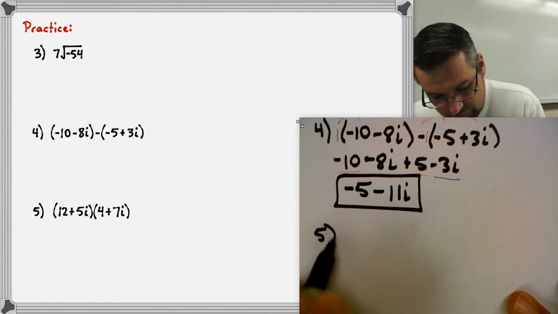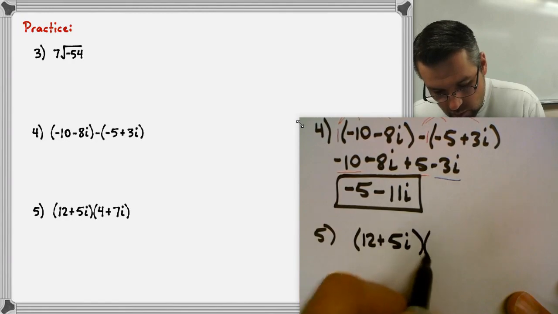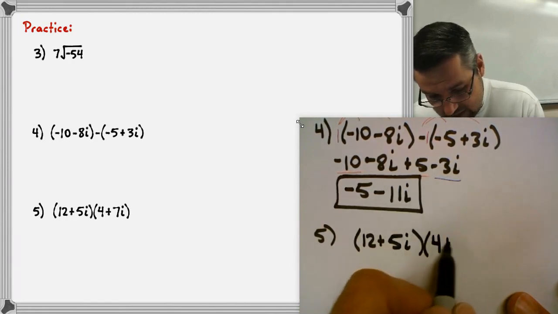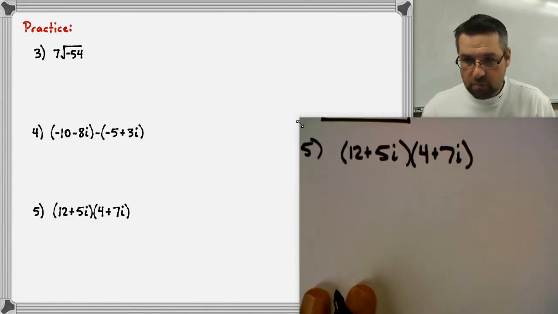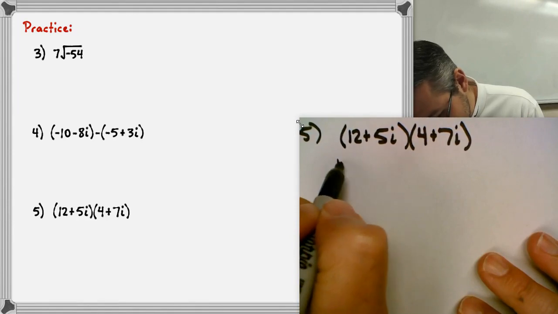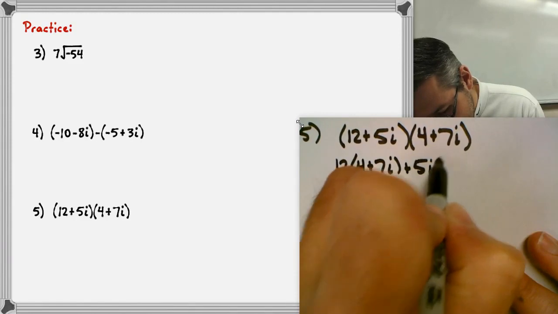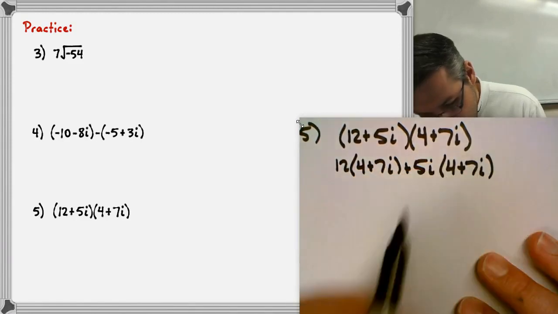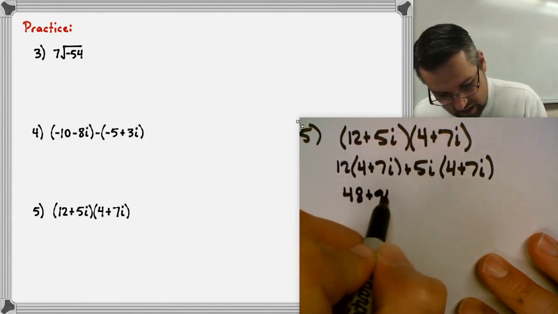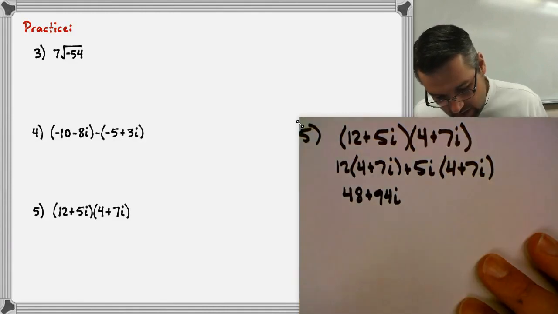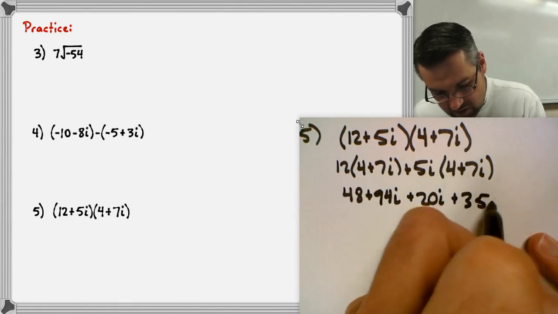For number 5, we're now multiplying these complex numbers, or we referred to them as binomials when there was x's instead of i's, but these are called complex numbers in this case. All right, from here, we're going to expand this. We're going to rewrite this as 12 times 4 plus 7i plus 5i times 4 plus 7i. And then we'll distribute. So 12 times 4 is 48. 12 times 7 is 84i. 5i times 4 is 20i. And then 5i times 7i is 35i squared.